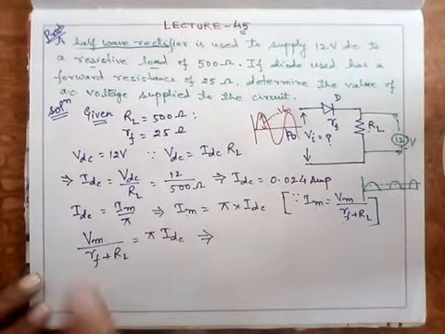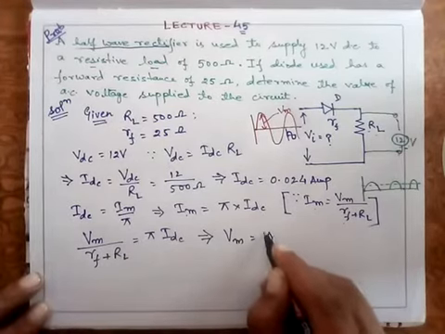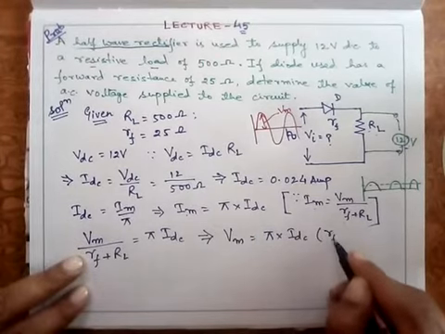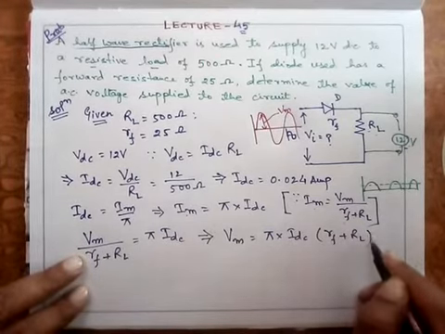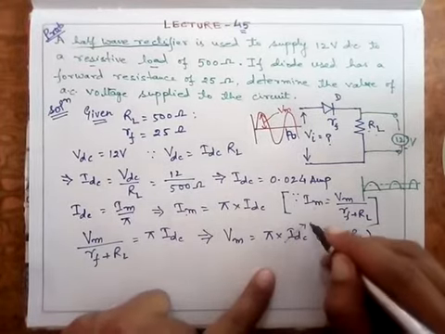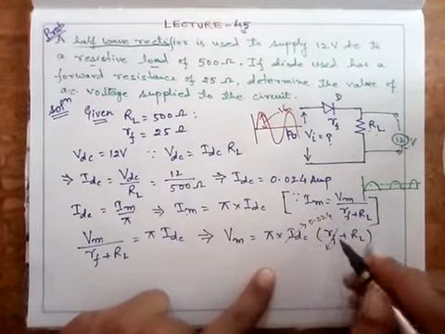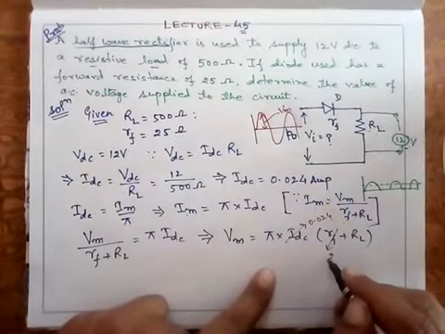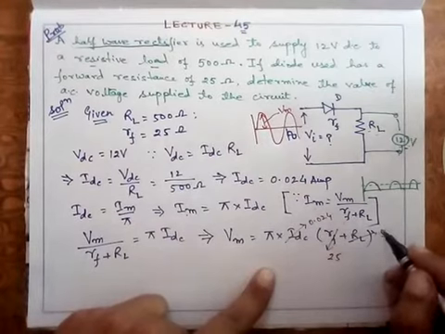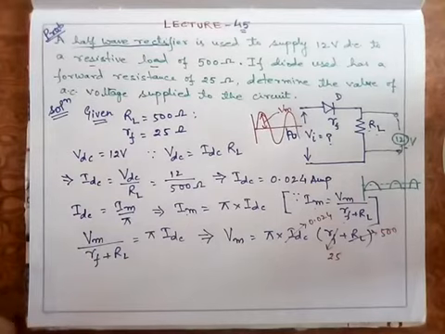The maximum value of this implies that the value of Vm will be pi into IDC into Rf plus RL. Of course, I know the value of IDC. I have calculated this. I substitute this value as 0.024. Substitute Rf is equal to 25 ohm, which is given to you, and RL is equal to 500. The value of pi, everyone knows it, 3.14, or you can do it directly from a calculator.